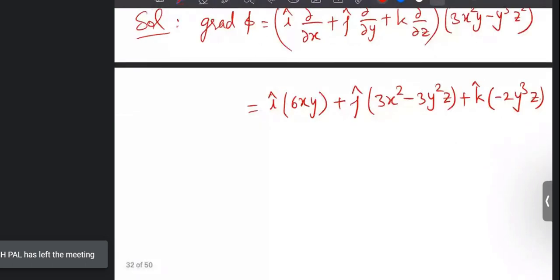Now this is the gradient of phi, but our aim is to find the gradient of phi at a particular point, (1, -2, -1). That is, replace x with 1, y with -2, z with -1.